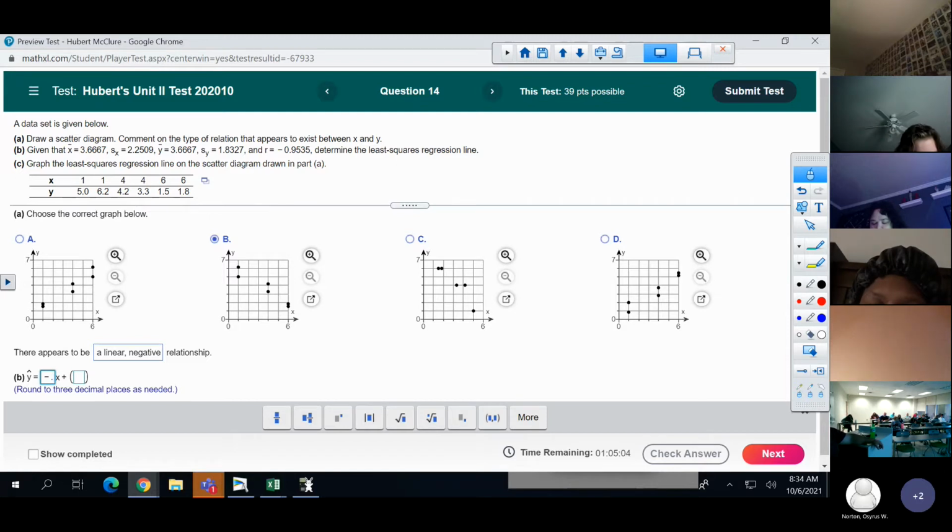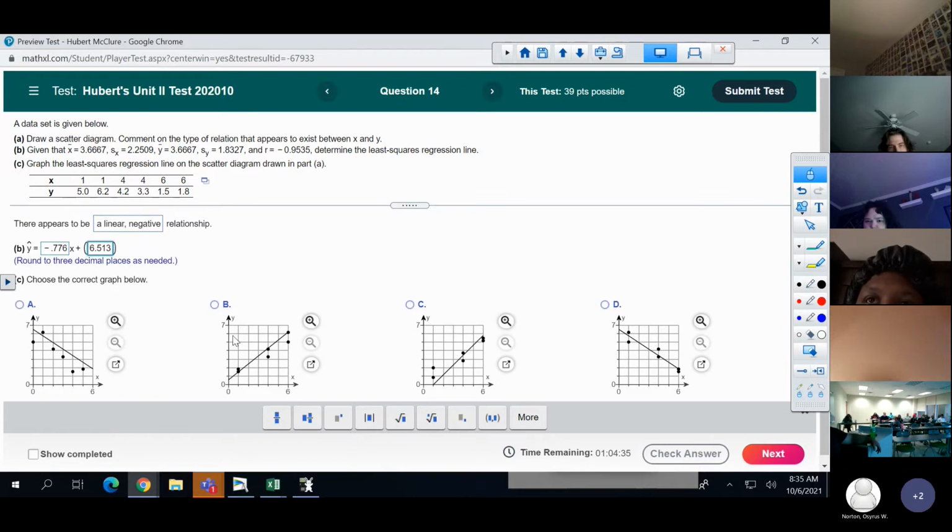Point what? 0.776? 776. And what is the, oh, I can't see. What is the slope, I meant the y-intercept? 6 point what? Is it negative or positive? Looks like it's positive, okay.